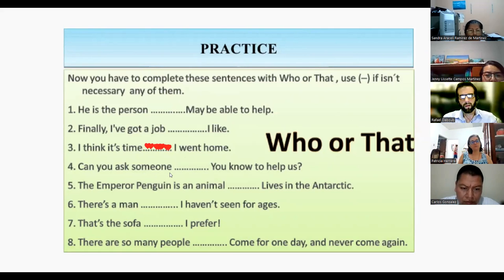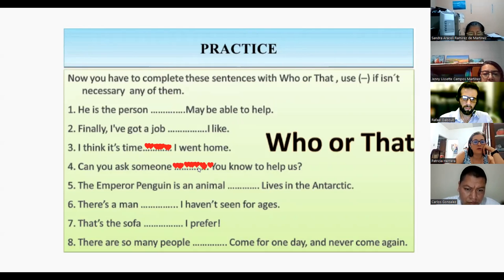Can you ask someone that I went home? Who you know to help us? Who are that? Very good. Can I leave it empty, guys? Yes, we can leave it empty. All right. Very good. The emperor penguin is an animal that is. Can I leave it empty? Yes. Right. Yes. No.